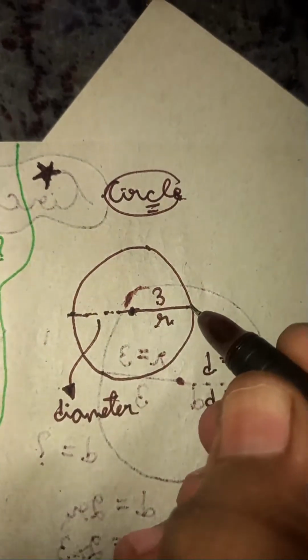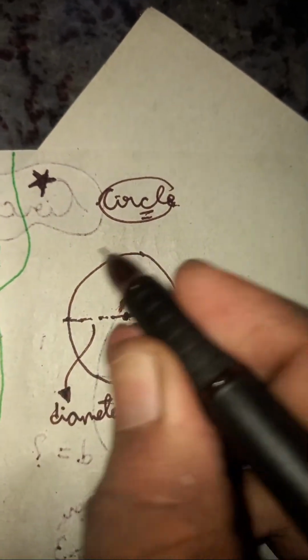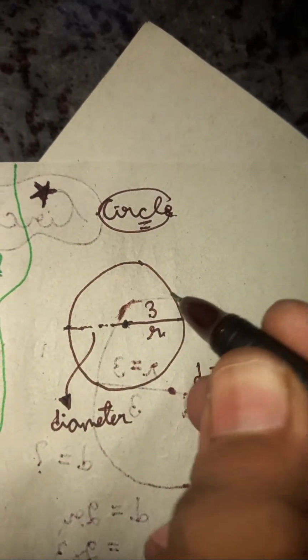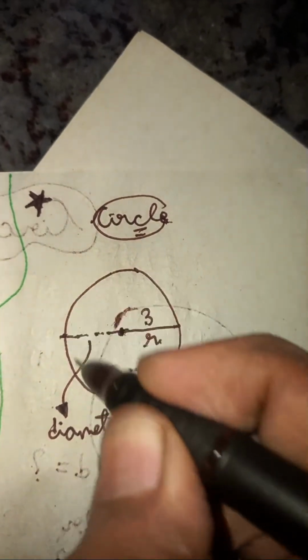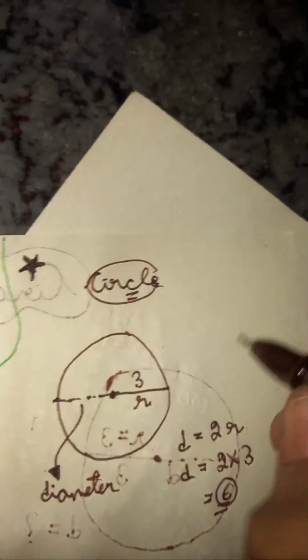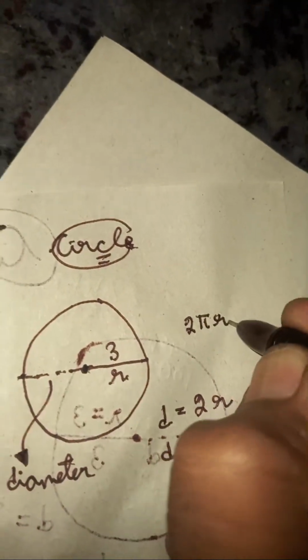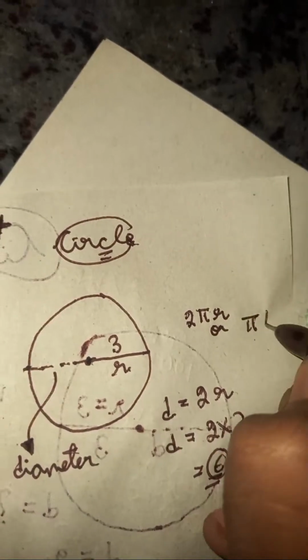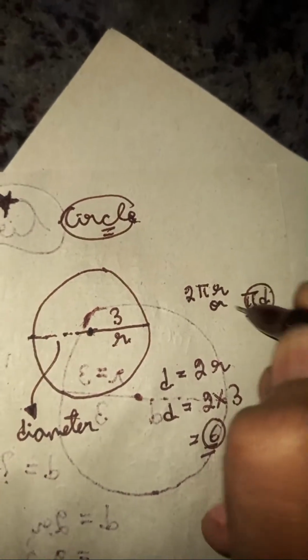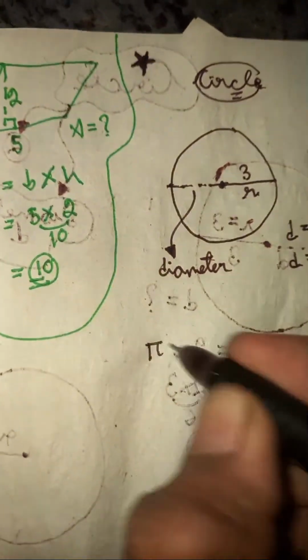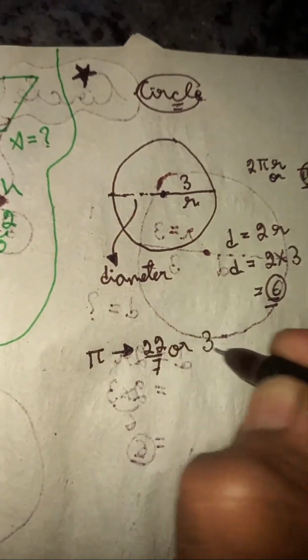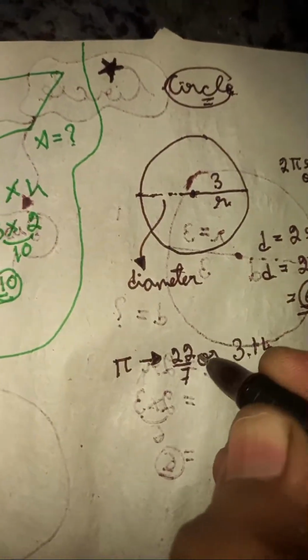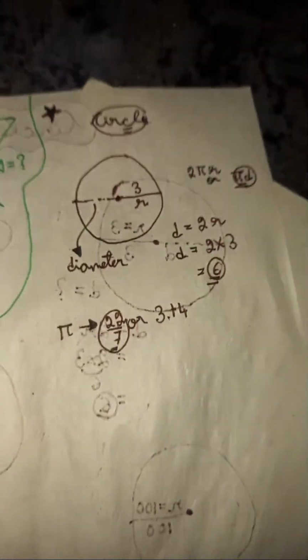And if you take any small circle or bigger circle, the ratio of diameter to circumference remains the same. Circumference means the complete length of the circle. If you take this complete circle and find the length, it can be written as 2 pi r, or you can write it as pi d, because it is pi times the diameter. Now pi is a constant. This pi can be written as 22 by 7 or 3.14. We can take 22 by 7 to make problems easy.